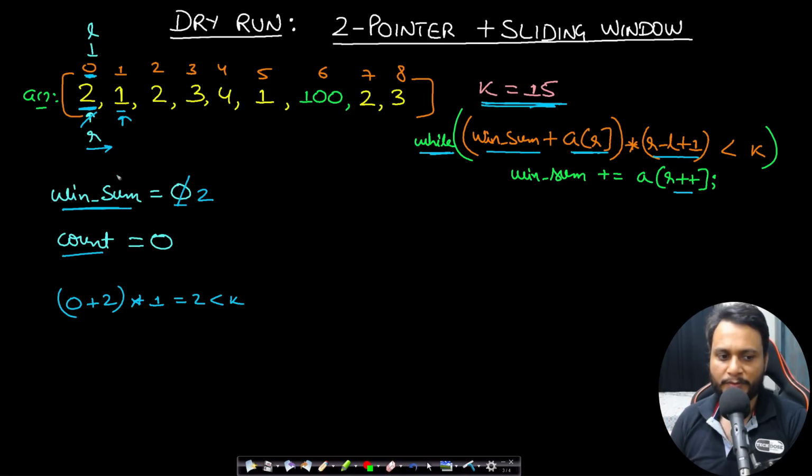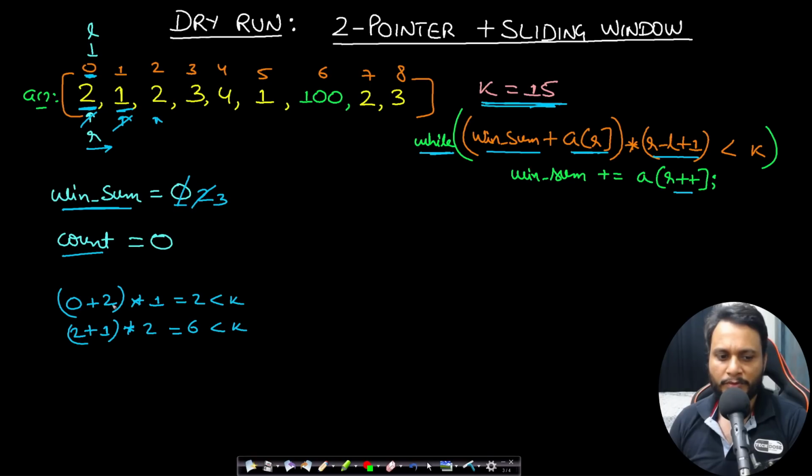Okay, so can I include this one again? So current window sum is 2. The current item that the R is looking at is 1. And the length is 2, R minus L plus 1. So this will be 6, which is less than k. So definitely I can include it and add it up. You move to the right hand side.